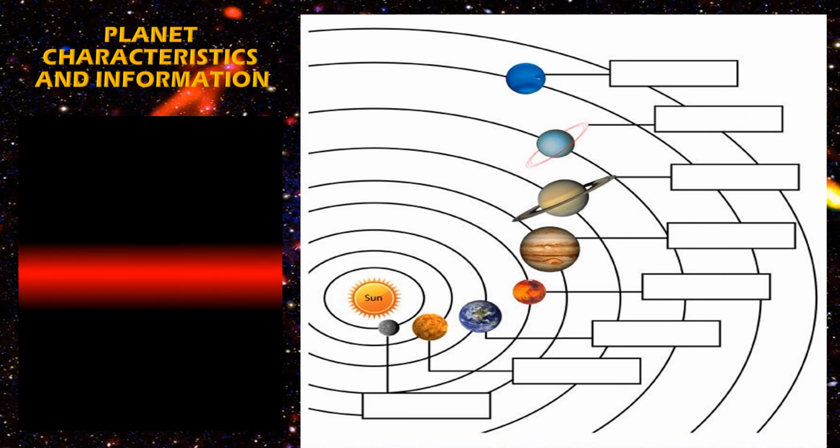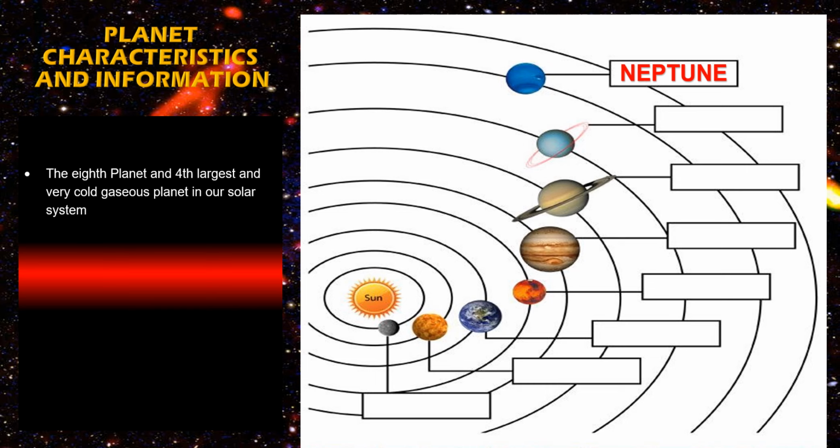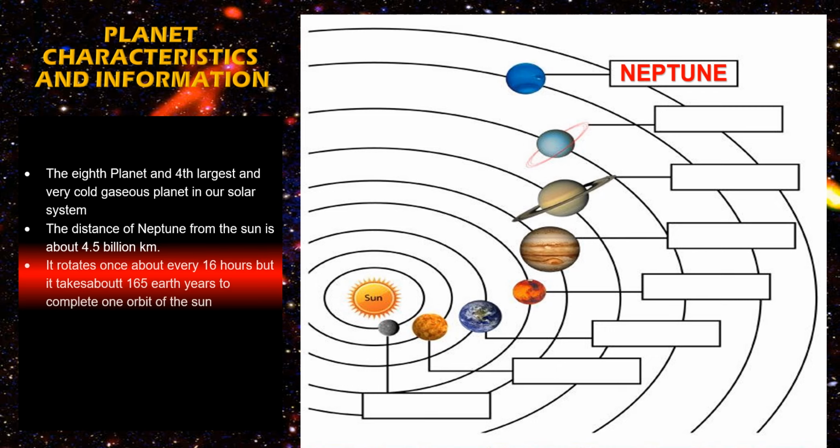The last planet in our solar system is Neptune. It is the eighth planet, the fourth largest, and a very cold gaseous planet in our solar system. The distance of Neptune from the Sun is about 4.5 billion kilometers. It rotates once about every 16 hours, but it takes about 165 Earth years to complete one orbit of the Sun. Neptune has 14 known moons, and its atmosphere is made up of mostly molecular hydrogen.